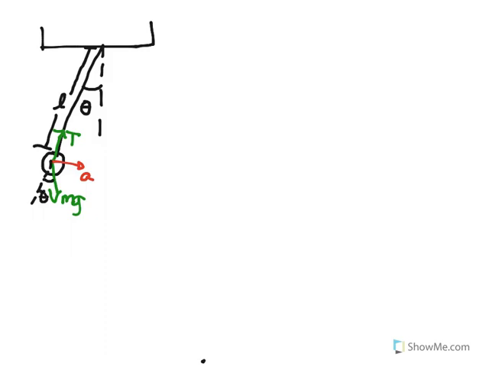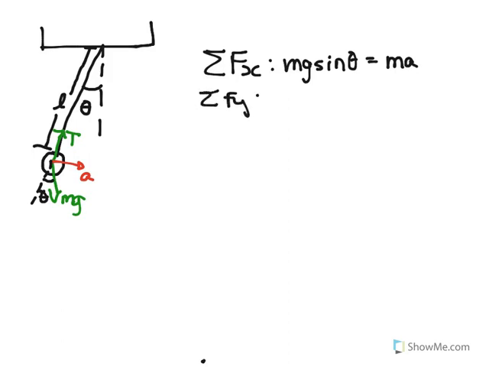and so this will make an angle theta with the vertical. If I do my sum of forces in the x direction, this is going to be mass times gravity times sine of the angle, which is going to be equal, on that side, to mass times acceleration. Now, if we state the sum of forces in y, it will lead me to what? Perfect. Tension minus mass times gravity equals 0.